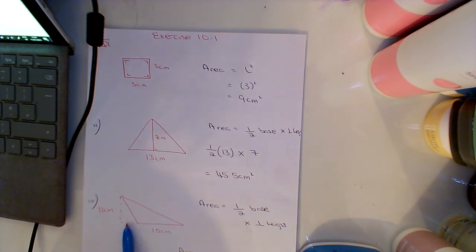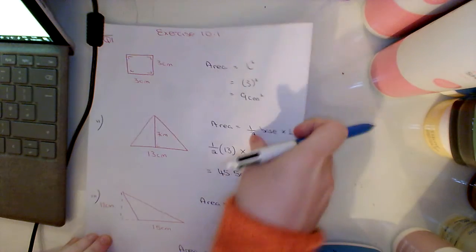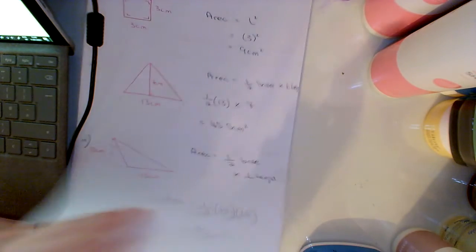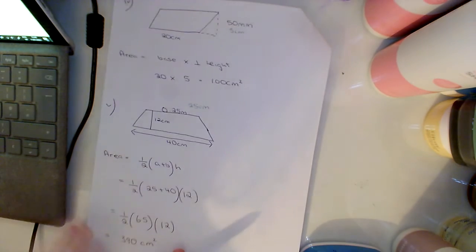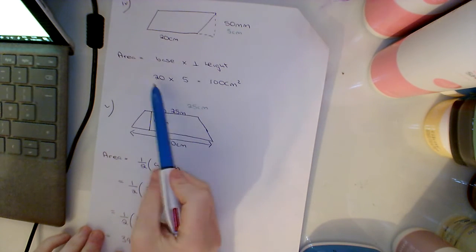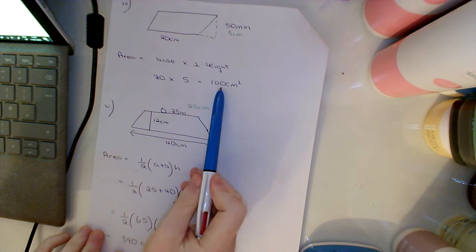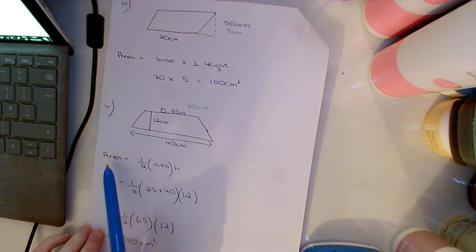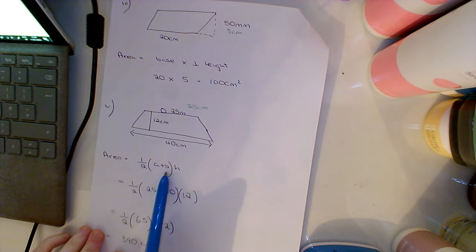My next one is another triangle, and the answer there is 90, oh sorry, it's on the screen, 90 centimeters squared. Then I have here a parallelogram. The area of a parallelogram is base by perpendicular height, so this answer is 20 by 5, which is 100 centimeters squared. Here I have a trapezium, so my formula for the area of a trapezium is half (a plus b) h.